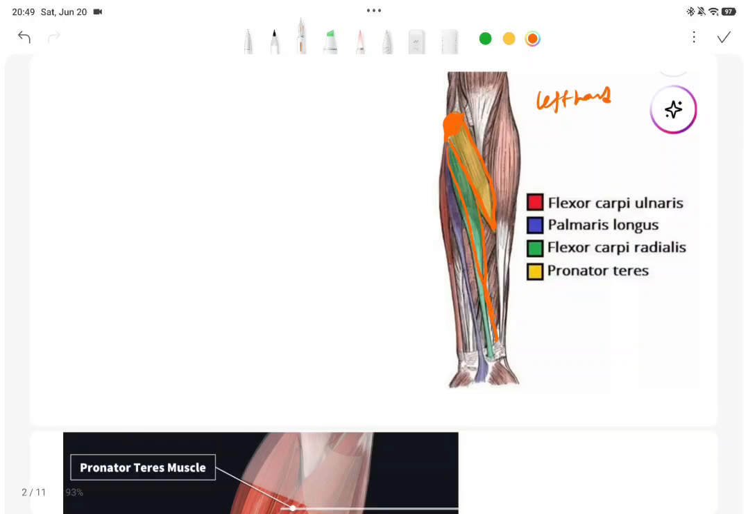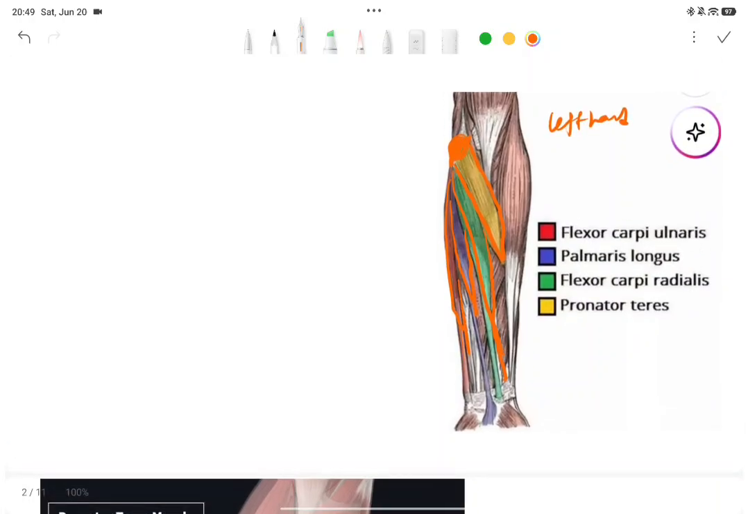The flexor carpi radialis, there is a palmaris longus, and there is a flexor carpi ulnaris. So the flexor carpi ulnaris, palmaris longus, flexor carpi radialis and pronator teres, this is from medial to lateral. These are superficial muscles.